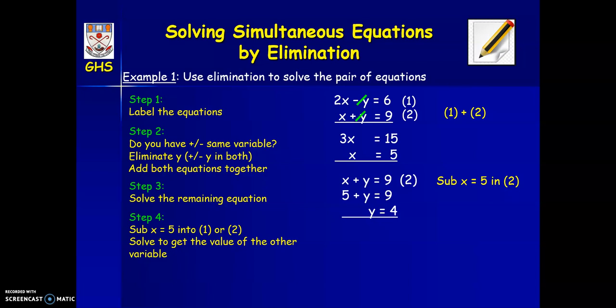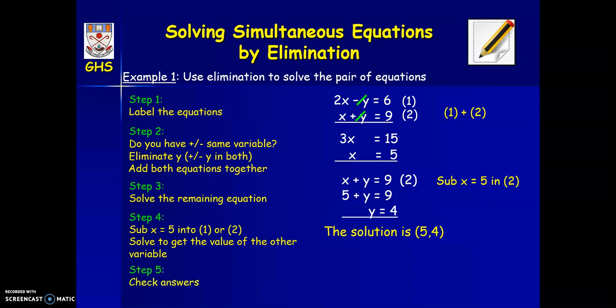But remember, from the graphical method, this represents a coordinate point, a point of intersection. So we should always state the solution as a coordinate. And remember, the x value is always first, and then the y value second. So if we had plotted these lines and drawn them, we would have found the point of intersection at the coordinate 5, 4.